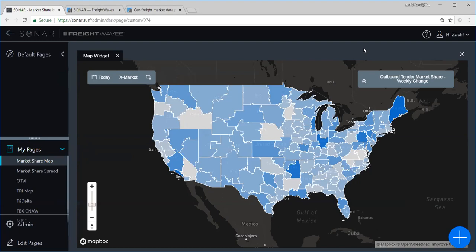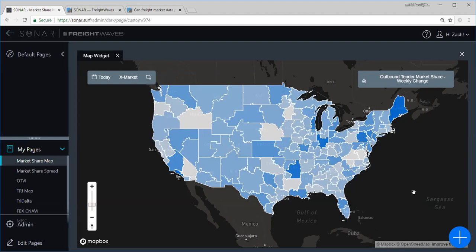One of the ones that we've added most recently is the tender volume indices and the market share indices that are based on volume, essentially. So what the outbound tender market share weekly change is, and that's the map that I have pulled up here currently. Basically, it's telling me what markets have had the most significant increase or decrease in market share over the course of the last 7 days.